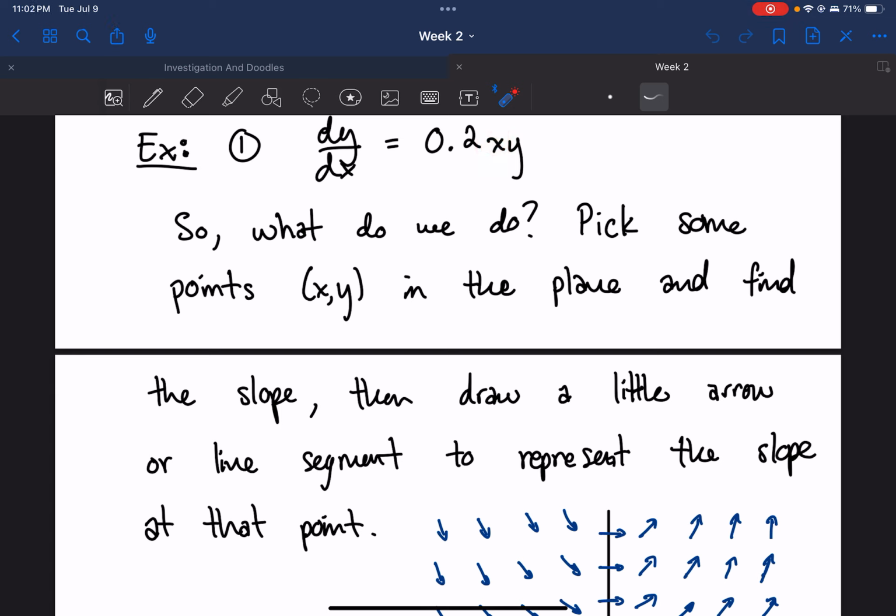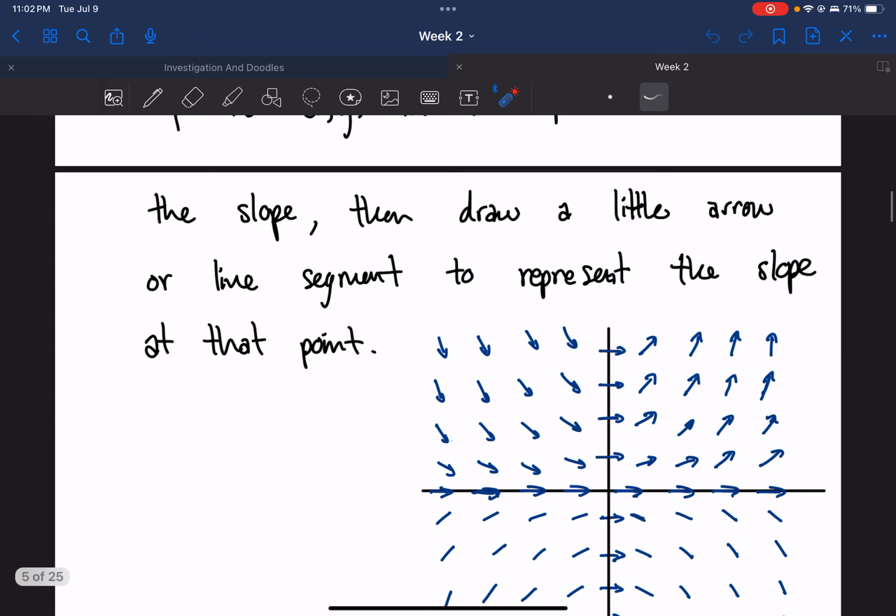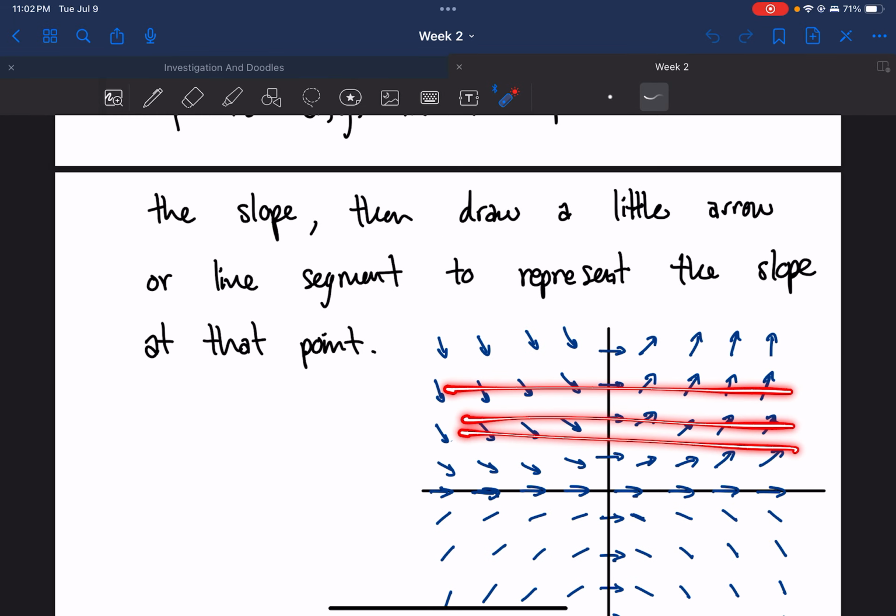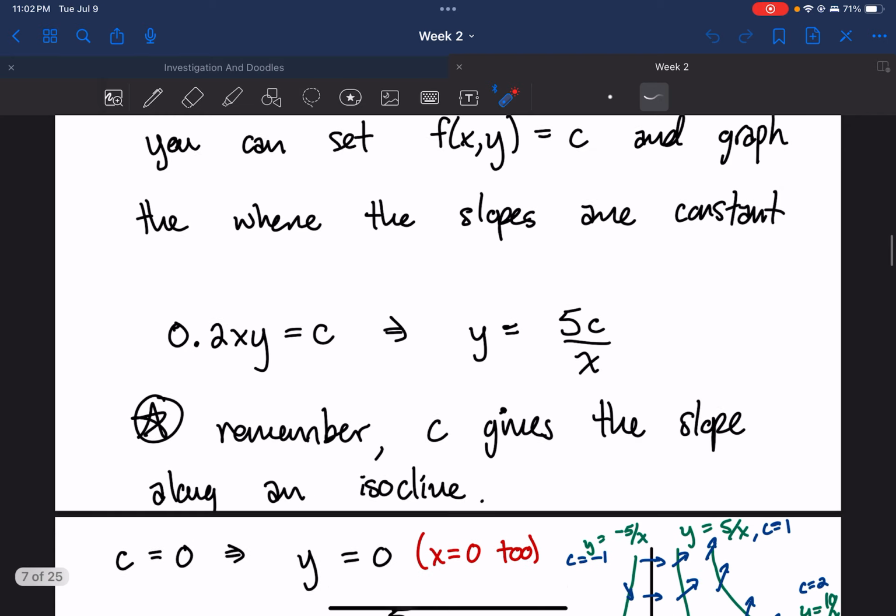It wouldn't matter where I was left to right. The slope of the solution would only depend on the height, right? So you could imagine that you'd have isoclines that look like this, right? These would be your isoclines. Much nicer.